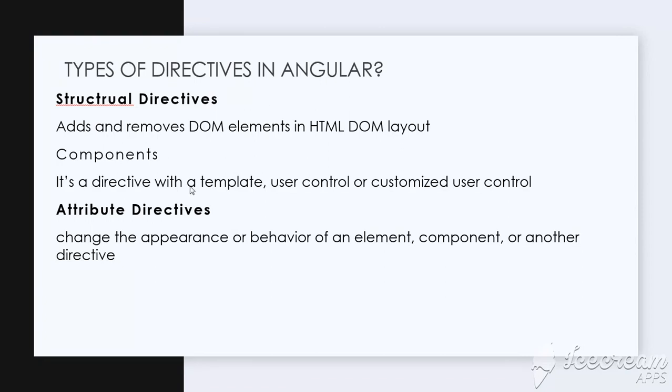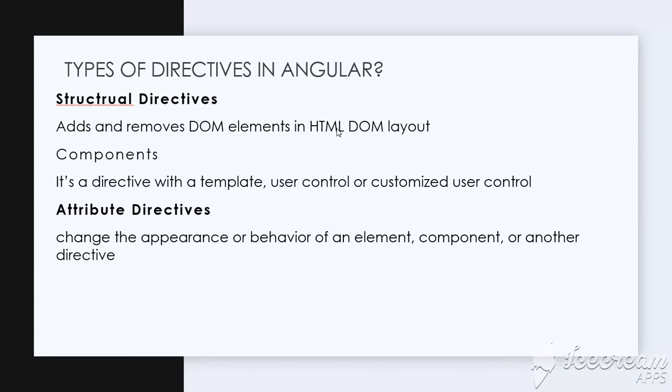So as the name suggests, the difference is very simple. Structural directive means if a directive is adding or removing an element in your HTML layout, then it is changing the structure of your layout, of course, because it's adding or removing some element. It can be any button, any text, any possible element of HTML. If it adds or removes any element based on this directive, then it is called a structural directive.